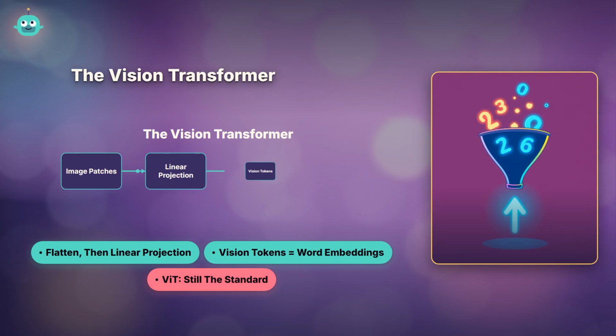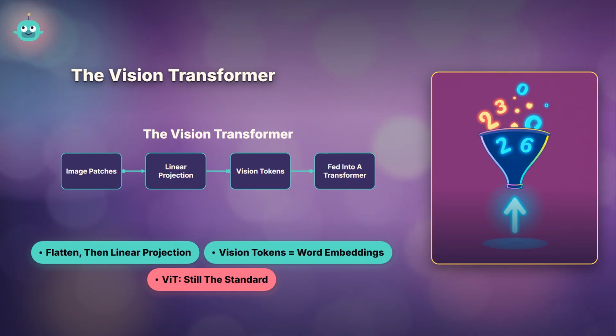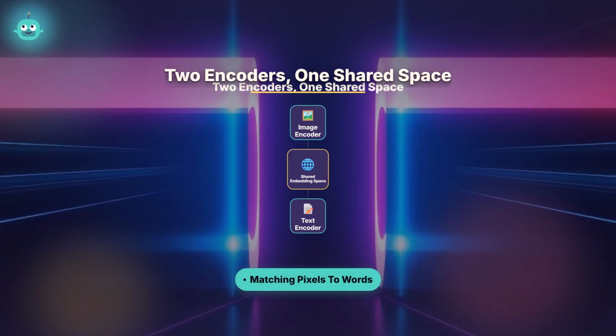This whole approach has a real name, the Vision Transformer (ViT), and it's still the standard way images get read, but on its own, it has no idea what a dog looks like as a word. Turning pixels into vectors solves half the problem, matching them to words is the other half.